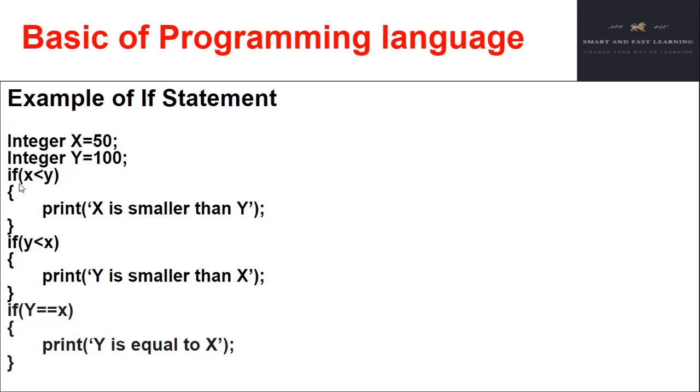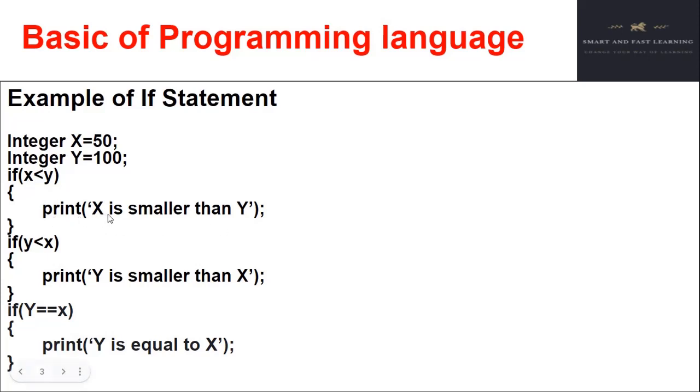After that, I am checking in the if condition whether x is less than y. If this condition is true, then the code inside the brackets of the if statement will run. Otherwise, it will not run. Is x less than y, true or not? x is 50, y is 100, so this statement is true. That means the print statement will run.